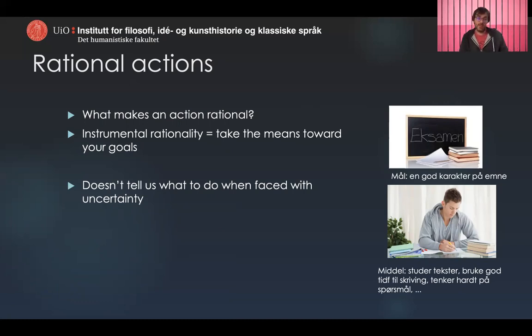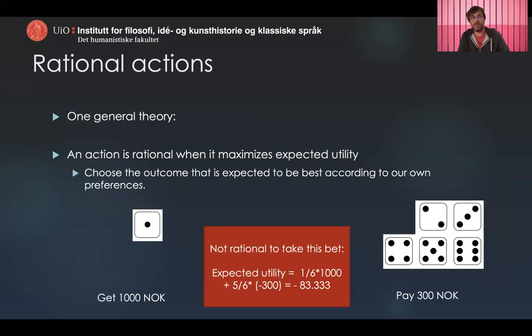Now, the notion of instrumental rationality is important, but it doesn't tell us what to do when we're faced with uncertainty. So I'm going to talk about this now. What is uncertainty? It's when we don't quite know yet what the outcome will be, what the result of our actions will be. So there's one general theory of rational action that takes that degree of uncertainty into account, and that's the expected utility theory. According to the expected utility theory, an action is rational when it maximizes expected utility.